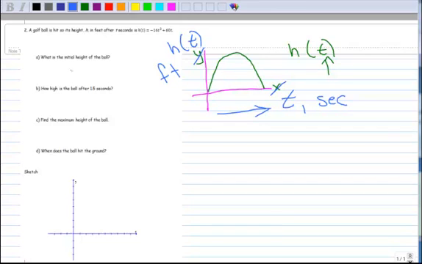Question number 1 says, what is the initial height of the ball? The initial height of the ball is before I hit the ball, and when I hit the ball is when I start the timer. So at t equals 0, that's the initial height of the ball, because I have not hit it yet. So keep that in mind.